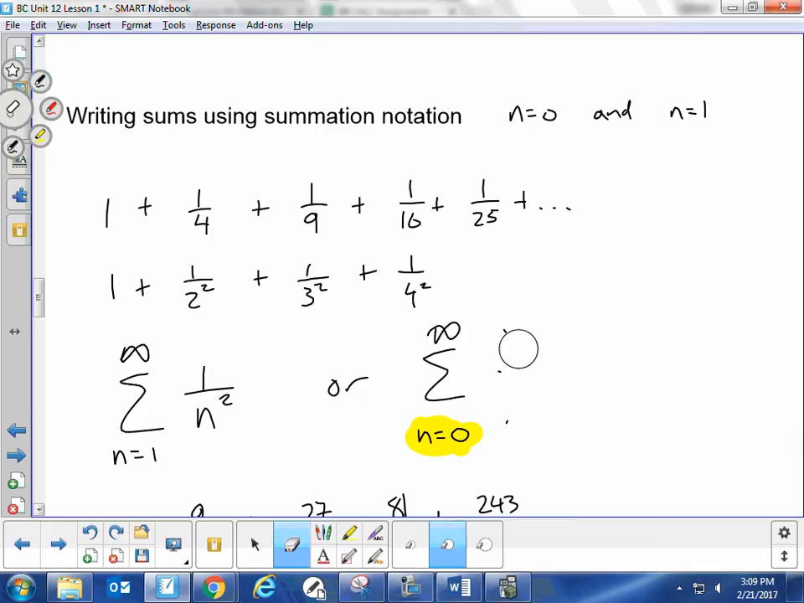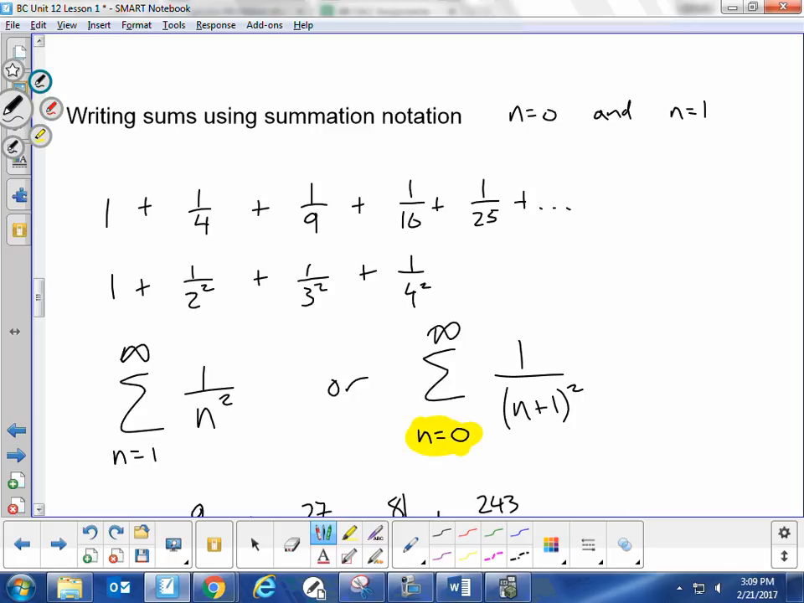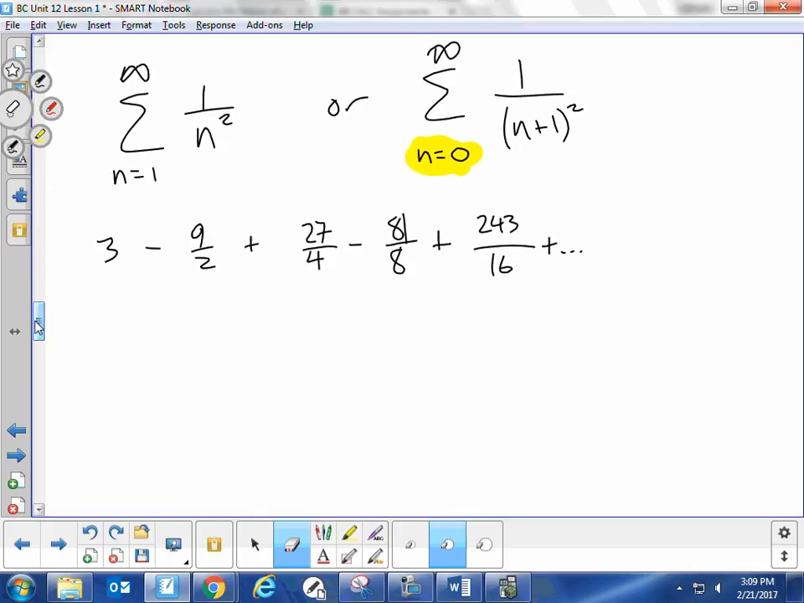Yeah. We can use parentheses and say, hey, we need to start with 1 squared and then 2 squared. Well, take my 0, add 1 to it, and square it. Isn't that easy? And if I change this to 3, to 4, to 5, anything, you can adjust by adding or subtracting. Simple enough, right? Okay, good. All right, you guys do this one. But I want it with n is 0 and n is 1.